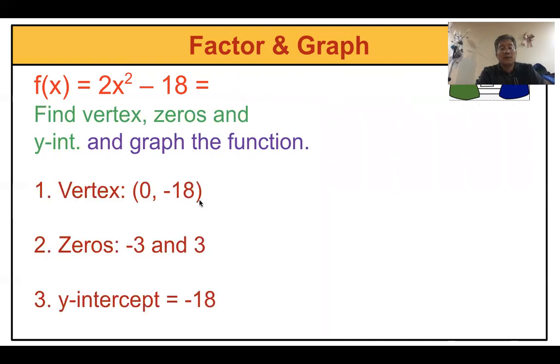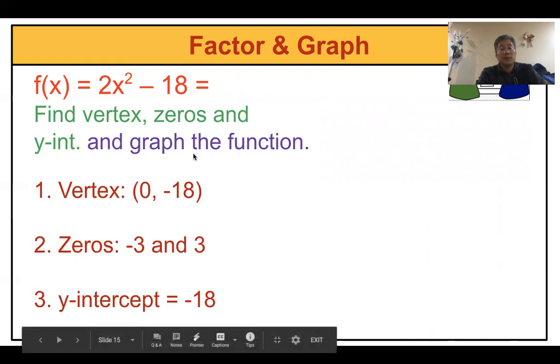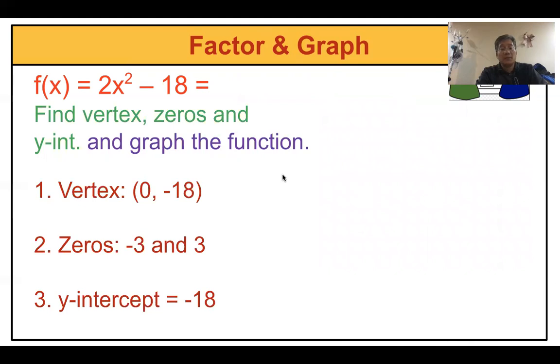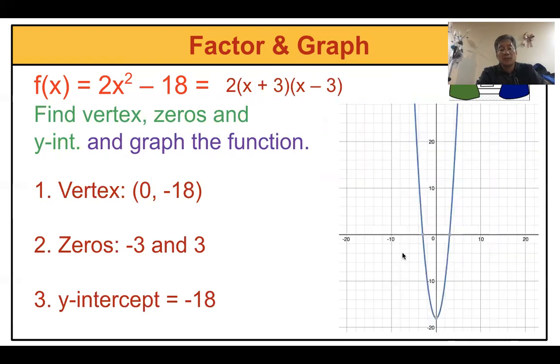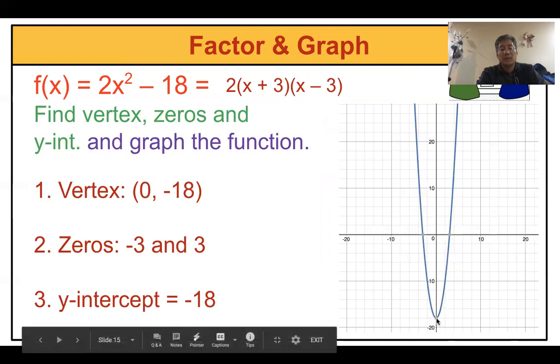So first find the vertex. You will see the zeros, and the y-intercept negative 18, as we did in the calculator. And then this is the factor form. If you draw the graph, it will be like this. But make sure you plot the vertex, 0, negative 18. Oh, 0, negative 18, then this is the y-intercept also, the same, right? The vertex and y-intercept are the same. And then negative 3, positive 3, and connect with the parabola.